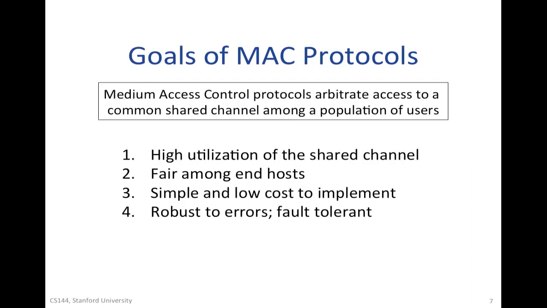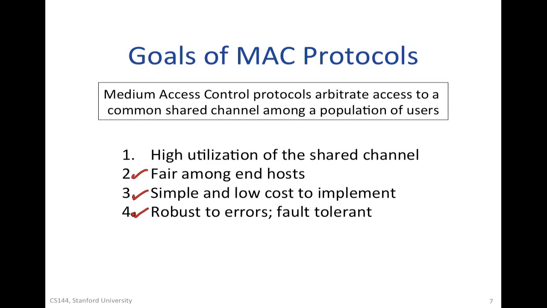So when we're designing a MAC protocol or choosing one, then we generally have some goals in mind. We would like to have high utilization of the shared channel. We'd like to make sure that most of the time is spent sending data, not trying to recover from collisions or when multiple end hosts are talking at the same time. We'd like it to be fair, in the sense that everybody gets an equal opportunity to send, averaged over a long period. We'd like it to be simple and low cost to implement so that it can be very widely deployed. And we'd like it to be robust to errors. So if an end host fails, the chances are it's not going to bring the whole network down.